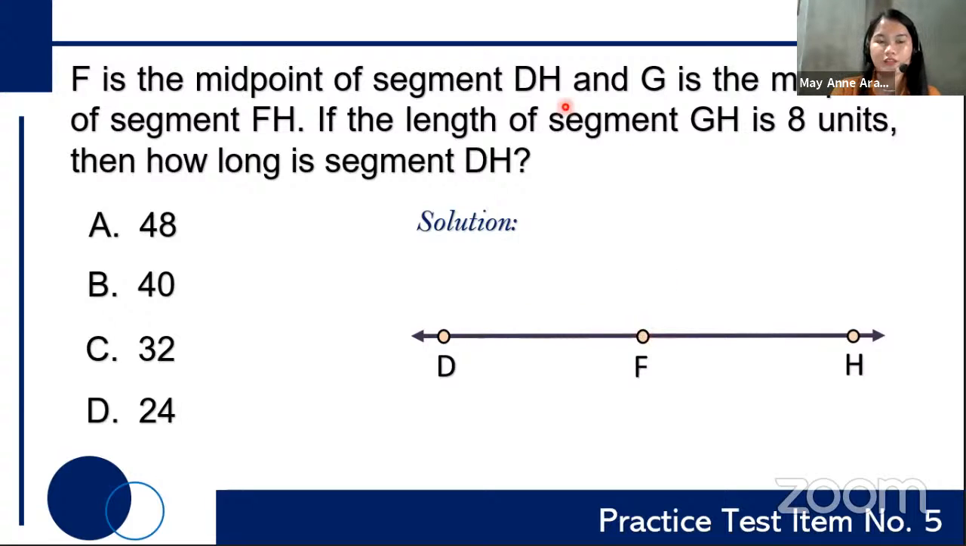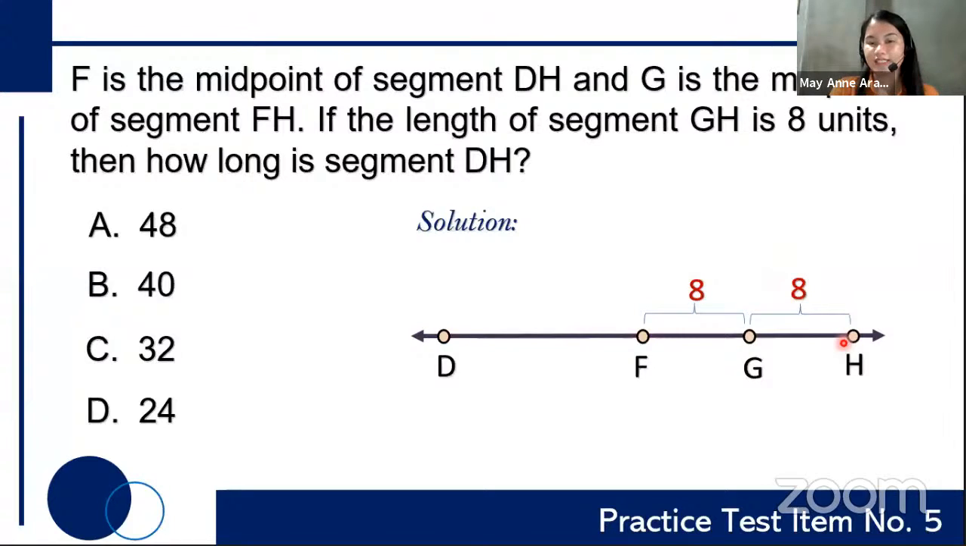And after that, we have G as the midpoint of FH. So, this is the segment FH. So, you have G here. And given na yung length ng GH which is 8 units. Meaning, this part measures 8 units. So, since midpoint to, meaning they have the same measure. So, if this part measures 8 units, therefore, 8 units din yan.